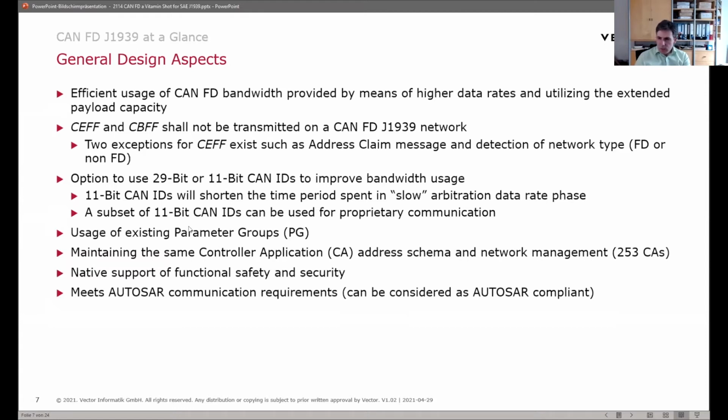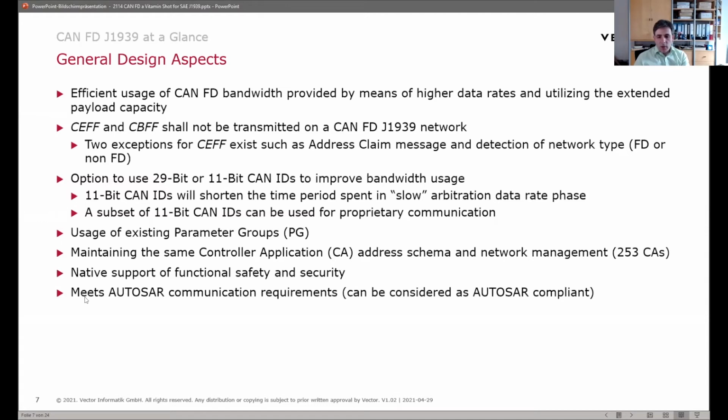The good thing, and this is also something that I've heard in Timo's presentation, is that we use the existing application layer. So the parameter groups that you are used to stay exactly the same. So there is no change. Then we maintain the controller application addressing, or the ECU address scheme, exactly the same. So there's no change there. And this is really one of the design aspects: we have native built-in support for functional safety and security. So this is really important. This is really part of the protocol.